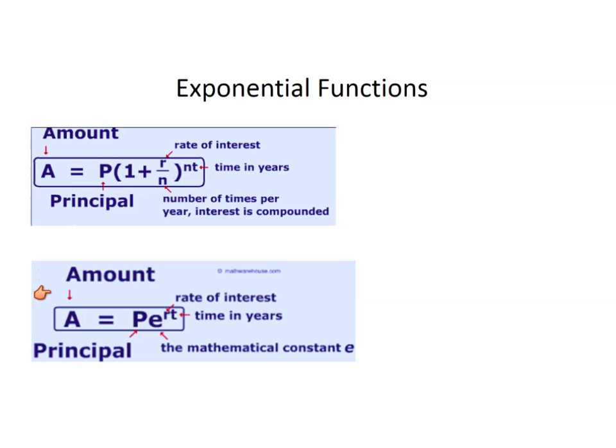Then this bottom one is also for interest, but this is for interest that's compounded continuously. So anytime you see the word continuous or continuously, that means that you have to use this other formula. Okay, so this is just regular compounding. And this is continuous compounding.